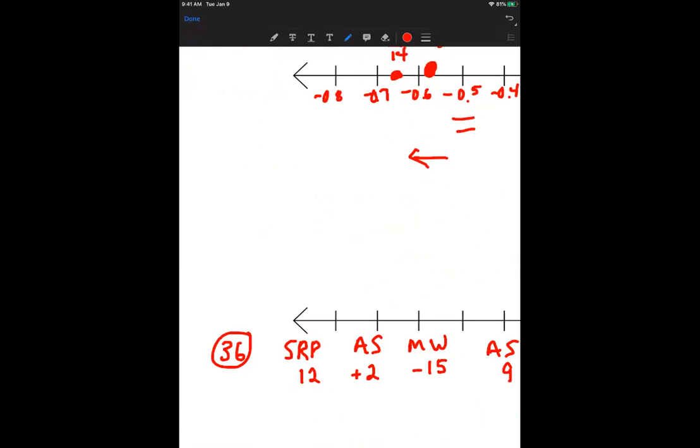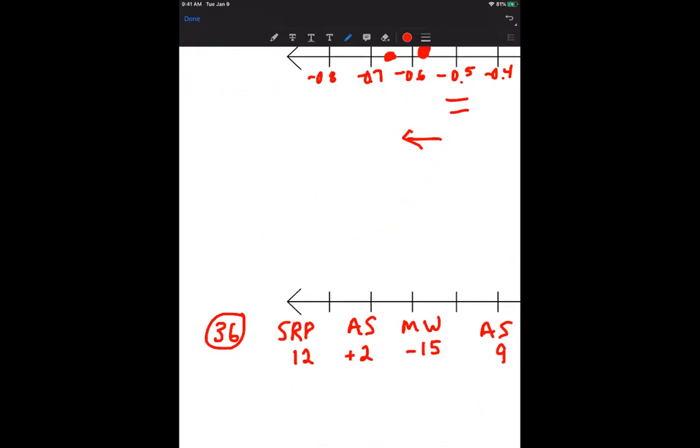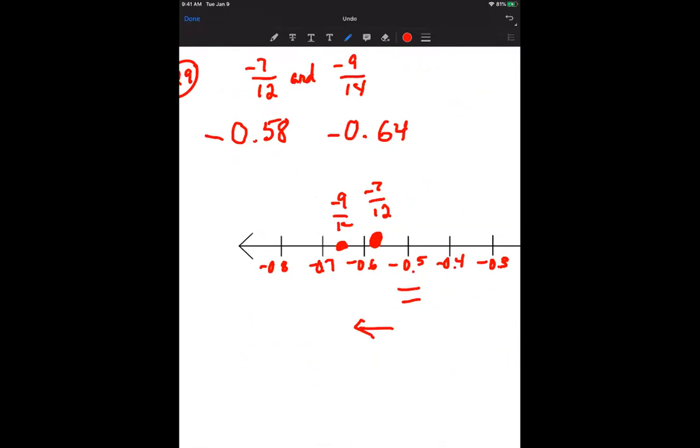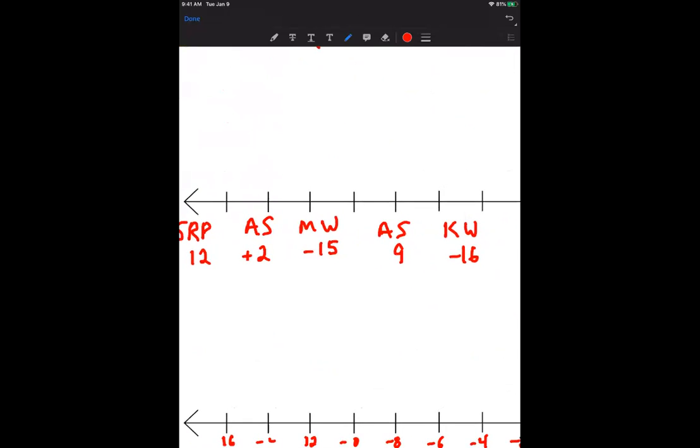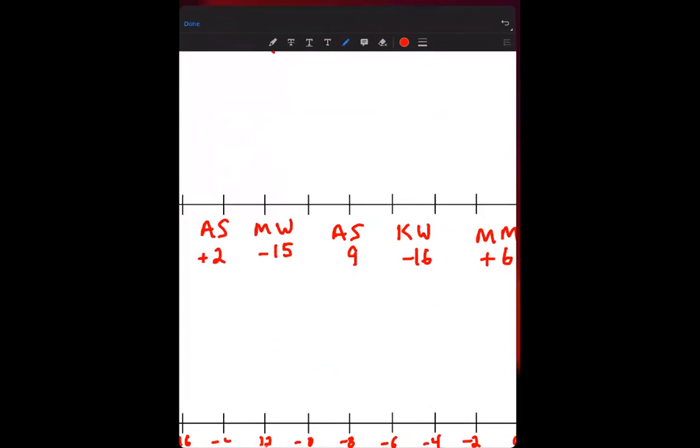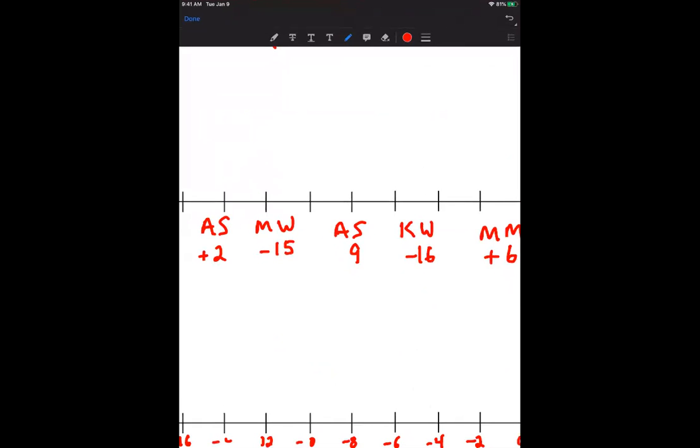Okay, the next one we're going to look at is we're going to graph the golf scores. So this is the word problem. We had several golfers. Now in golf, it's a little bit different. You want the low score in golf. So if you have the low score, that's when you're doing the best.